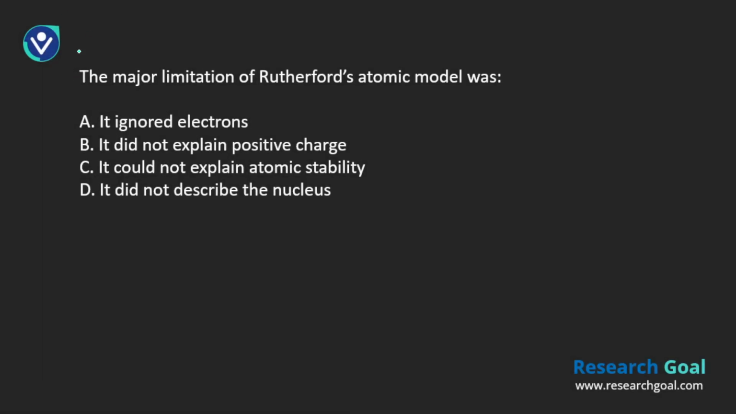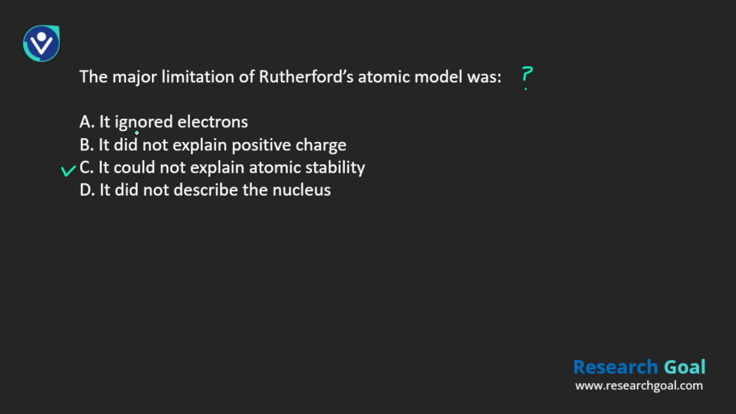All right, next question: the major limitation of Rutherford's atomic model was. What was the major limitation? Option A, it ignored electrons. Option B, it did not explain positive charge. Option C, it could not explain atomic stability. Option D, it did not describe the nucleus. Take your time, select the correct option. You can pause the video. All right, the correct option for this is option C.